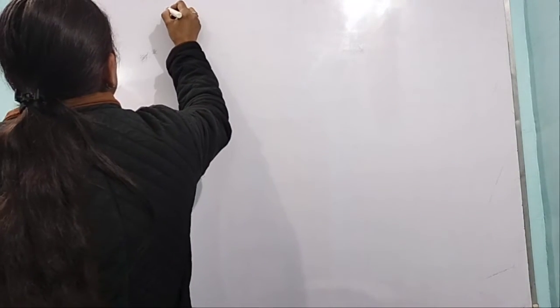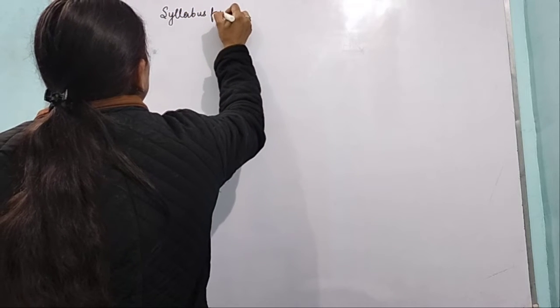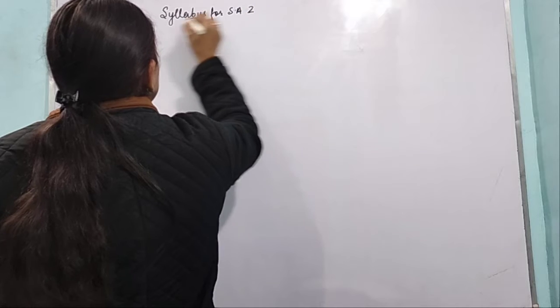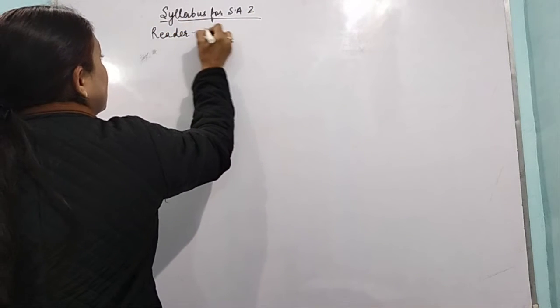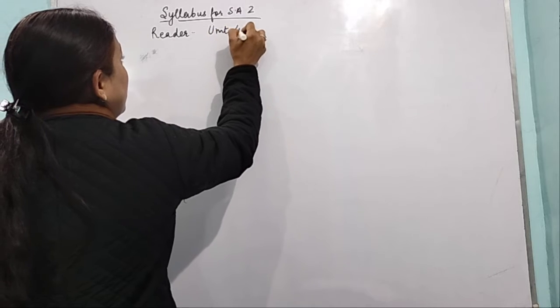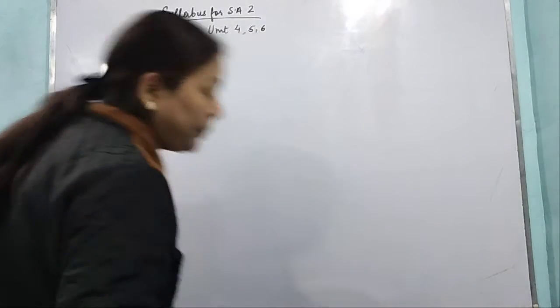So we should have started with the grammar because a lot of the grammar part is left. So I would like to note down the grammar part. In literature, you know that units 4, 5 and 6 will come. So for the syllabus for essay 2, in reader, units 4, 5 and 6. Clear?